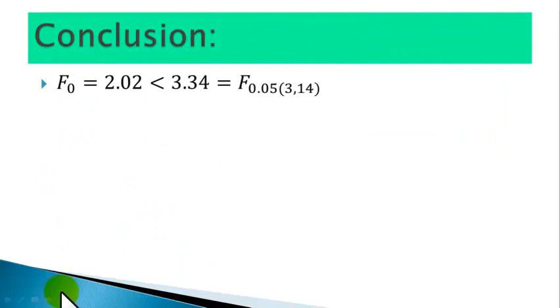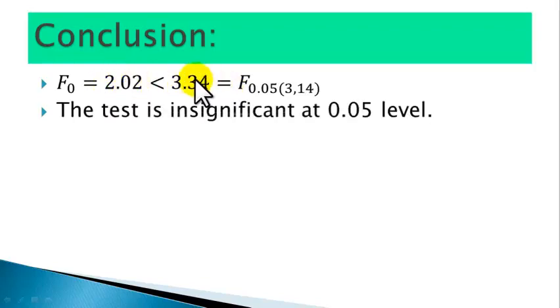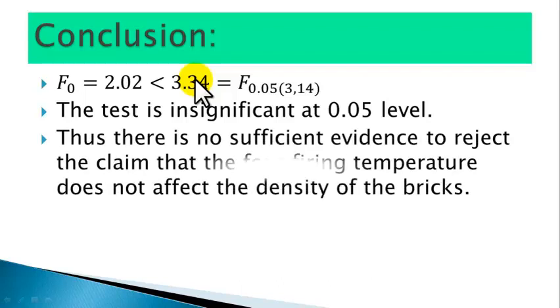Conclusion: at 5% level of significance from the F table, we have F with 3 numerator degrees of freedom and 14 denominator degrees of freedom to be 3.34, and the calculated F value F naught is 2.02. This is less than this. Thus the test is insignificant at 5% level. Thus there is no sufficient evidence to reject the claim that the fall firing temperature does not affect the density of the bricks.